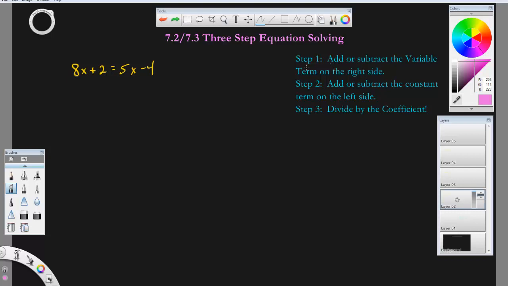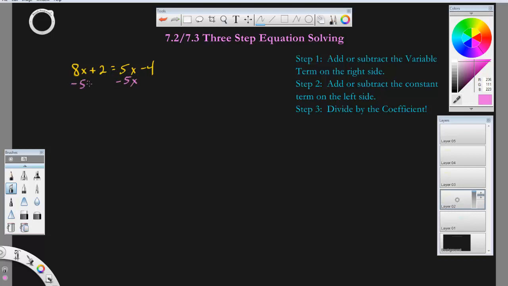This is really a time, if you're first learning this, to develop a pattern instead of trying to get cute with this. Doing it the same way each time is really where it's at until you get extremely comfortable with this. So let me demonstrate the three steps here. Step one says add or subtract the variable term on the right side. That would be this one. That is the variable term on the right side. So we're going to add or subtract it. Now, we're doing opposites. So this is 5x, so we subtract 5x.